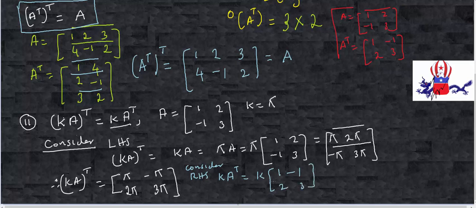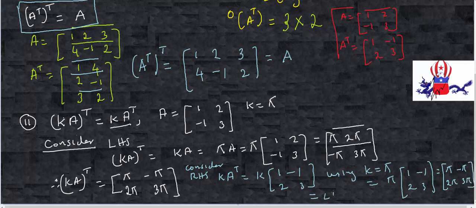Now if I substitute k as pi, I would get pi times [1, -1; 2, 3]. Rewriting, this could be written as [pi, -pi; 2 pi, 3 pi], which is the same as the left hand side. Clearly you can see that (kA) transpose is the same as the answer that we got for k times A transpose.